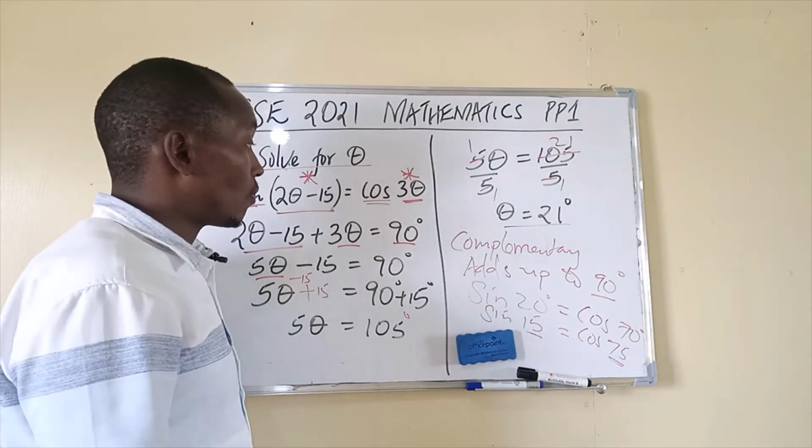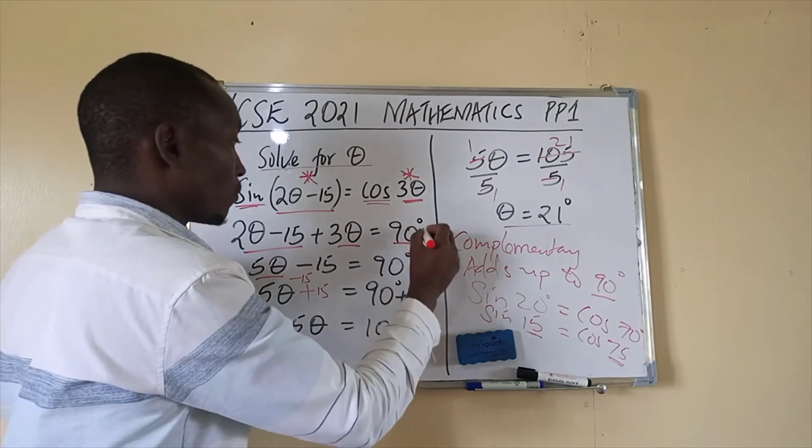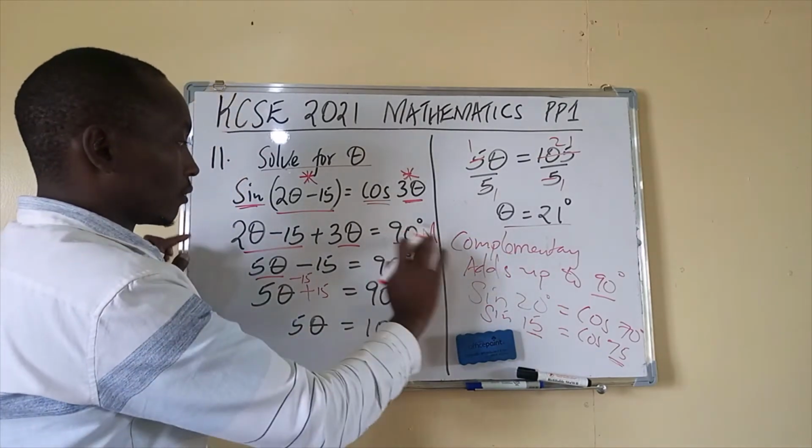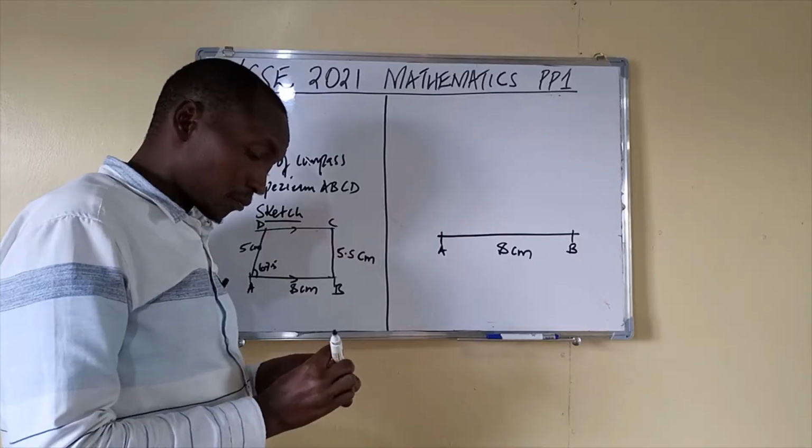Maybe you ask yourself, how was the student to score the marks? For the method, for the formation of the equation, method 1, then the second mark was for the answer.